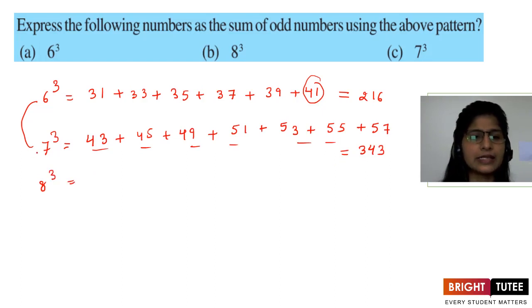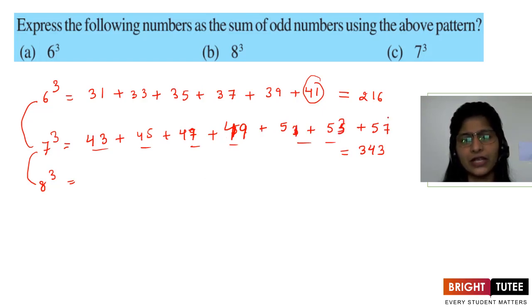Now cube of 8. Okay, 8 sevens are 56. Yes, the one next. Okay, let us count how many we have done. 1, 2, 3, 4, 5, 6, 7. Are we leaving any one? 43, then 45, then 47. Okay, 47 we have left here. 47 will come up. 49 will come up. Then after 49 which will come? 51. After 51, 53 and 55. So these are the odd numbers that we write, and when we add them we get 343.